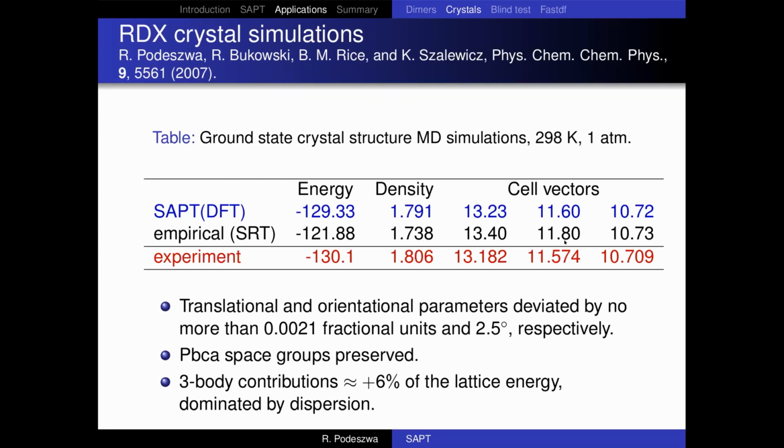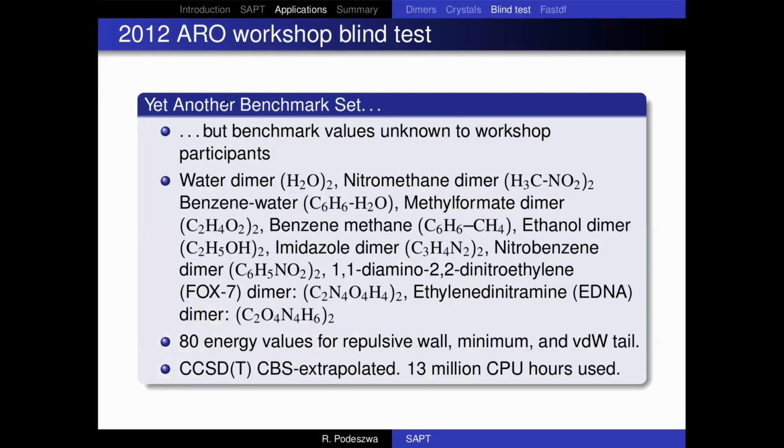So we get better results than experimental empirical potentials. Then there was a workshop in 2012 where another benchmark set was created. You must know a few benchmarks for intermolecular interactions like S22, S66, and others.